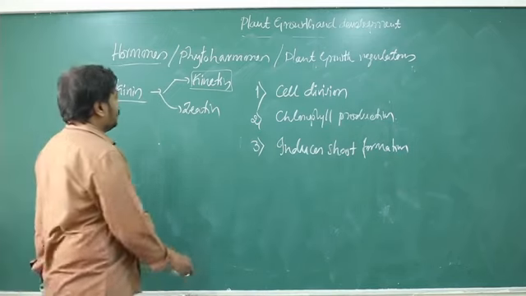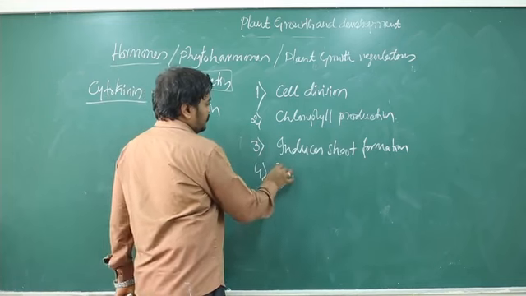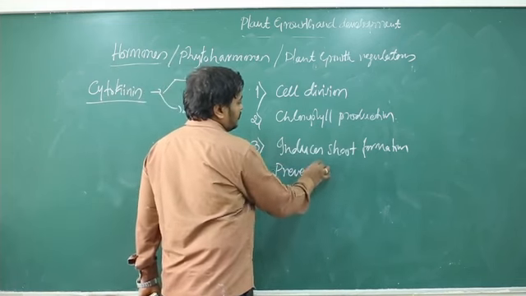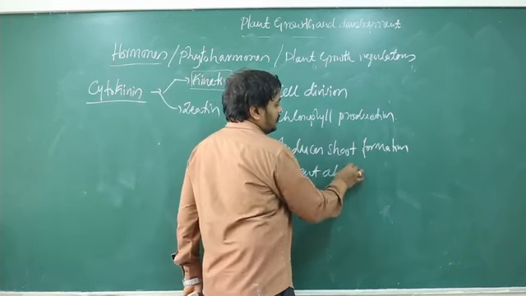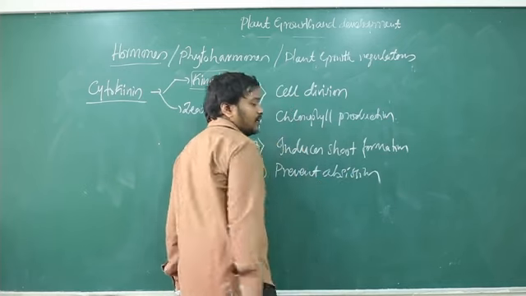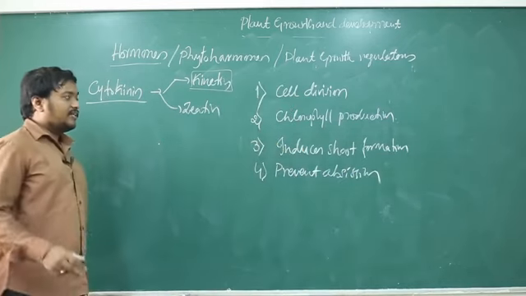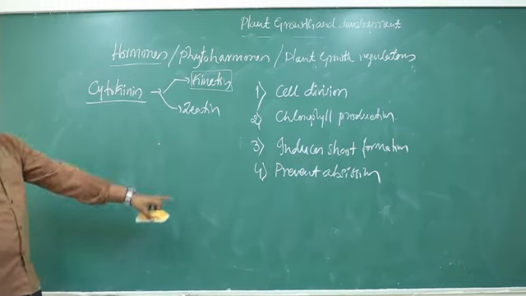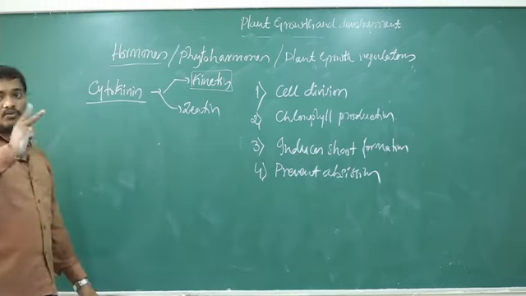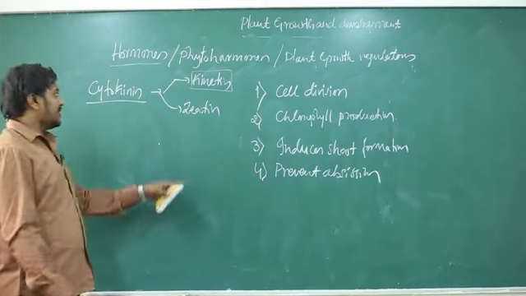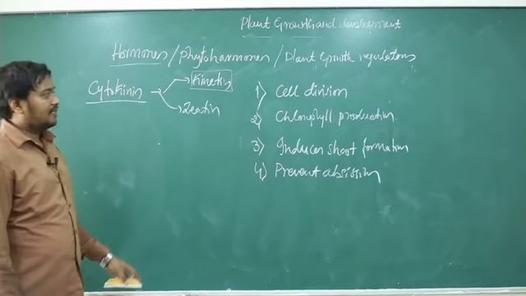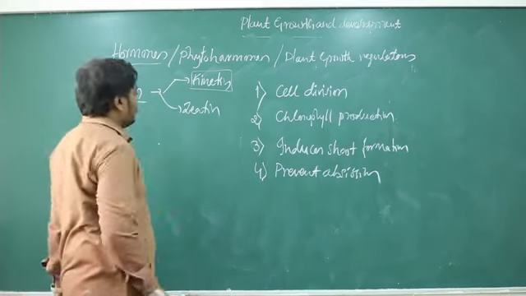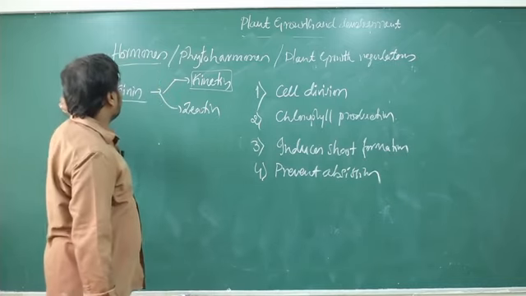Okay, so then it prevents abscission. One more thing, it prevents abscission, the falling of a leaf. If you apply the cytokinin at the stage when a leaf is about to fall, it prevents that abscission layer formation. So it acts opposite to abscisic acid. Okay, so this is about cytokinin.